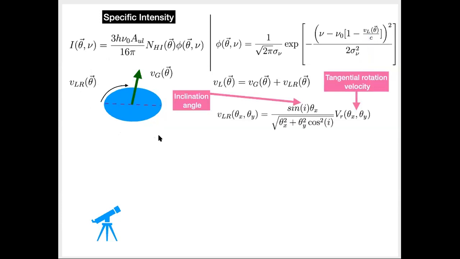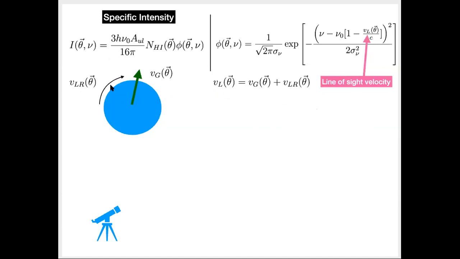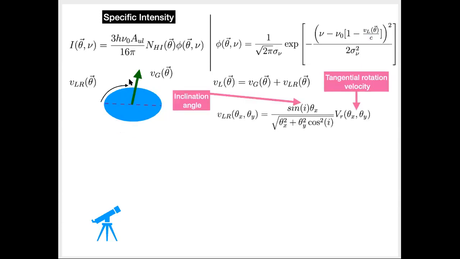On top of that, the disk need not be in a face-on orientation, and by this time you know what is face-on, where you can see the entire disk of the galaxy like this. It can have any orientation, and the orientation it has with respect to face-on, we call the inclination angle.